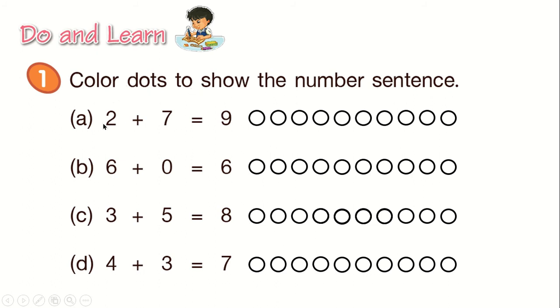So, A, 2 plus 7 equals 9. So we will color 2 dots and we color 7 dots. So all together you can see that we have 1, 2, 3, 4, 5, 6, 7, 8 and 9. Okay, so answer part B.